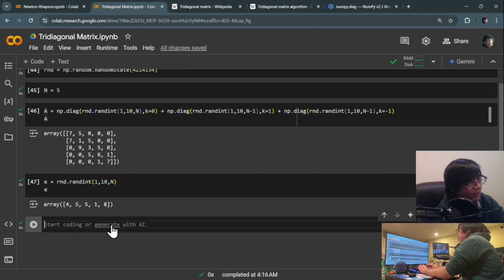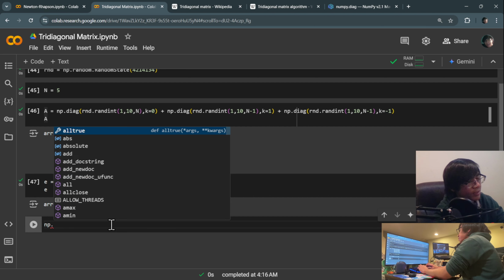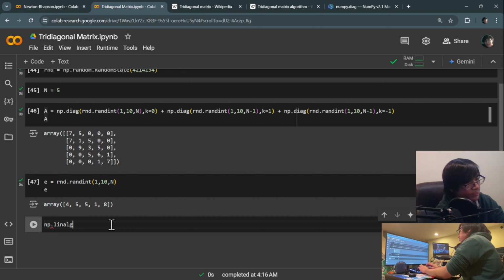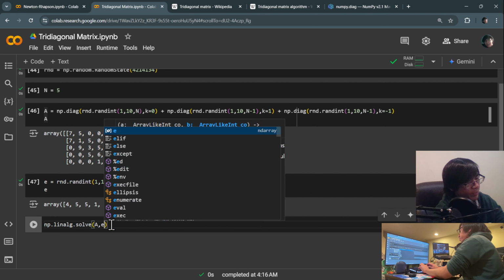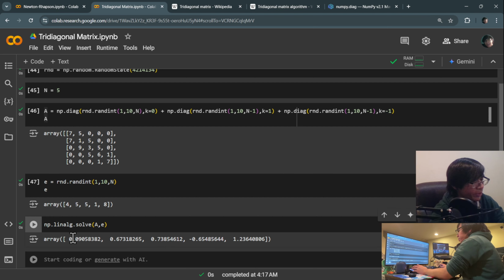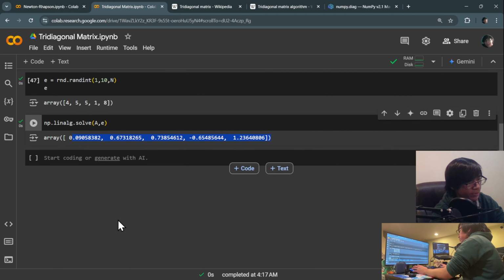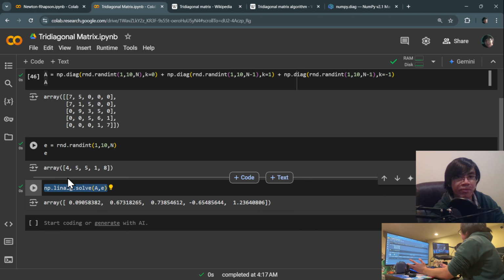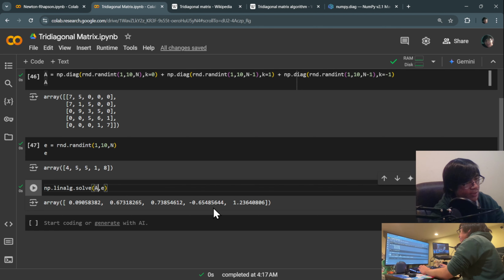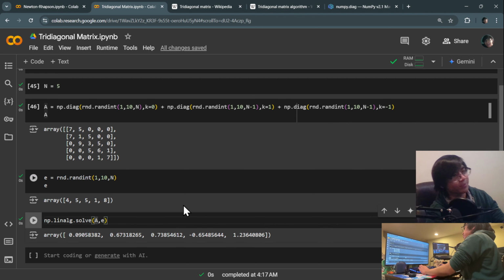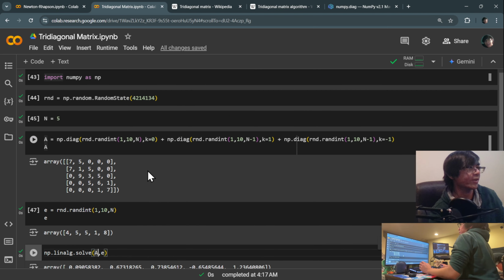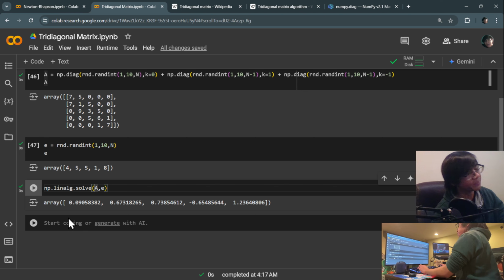I think there's a way you can just kind of see the answer key, quote unquote. Here, you can do something like, is it NP linear algebra solve? And then we just plug in our matrices. That looks familiar. So these are the values of our x. We just have a hard-coded function in NumPy that solves matrices just like that, given obviously 2 matrices. We'll be trying to achieve this with our own tridiagonal matrix solver with the Thomas method with back substitution.